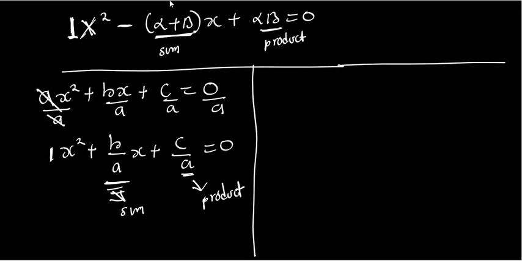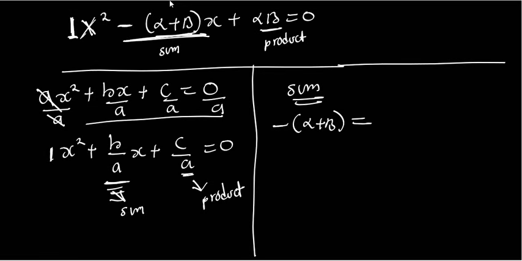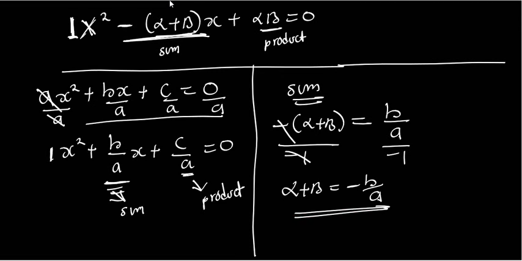Now, according to alpha and beta, the things that we had, what are the main things that we had according to alpha and beta? So according to alpha and beta, what was the sum? Let me check. According to alpha and beta, the sum is here. So we have negative alpha plus beta equal to. Now, on the quadratic equation that we had, what is the sum? It's b over a. So I will divide by -1, this and that will go. So it will be alpha plus beta equal to negative b over a.